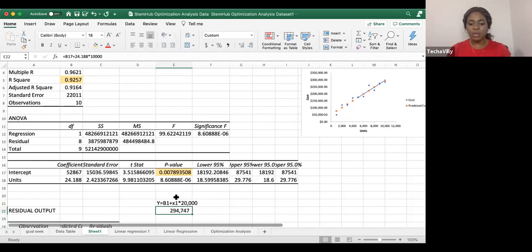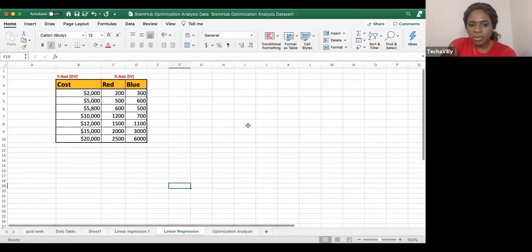I want to go to the multiple regression. Can we go ahead? Now I'm going to go to the multiple regression. So in this one.